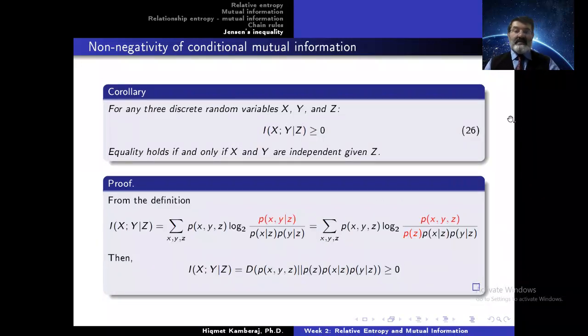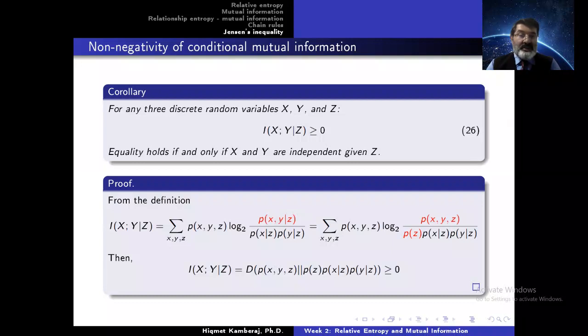Now another corollary is the so-called non-negativity of the conditional mutual information. For any three discrete random variables X, Y, and Z, the mutual information between X and Y given Z is non-negative. Equality holds if and only if X and Y are independent given Z.